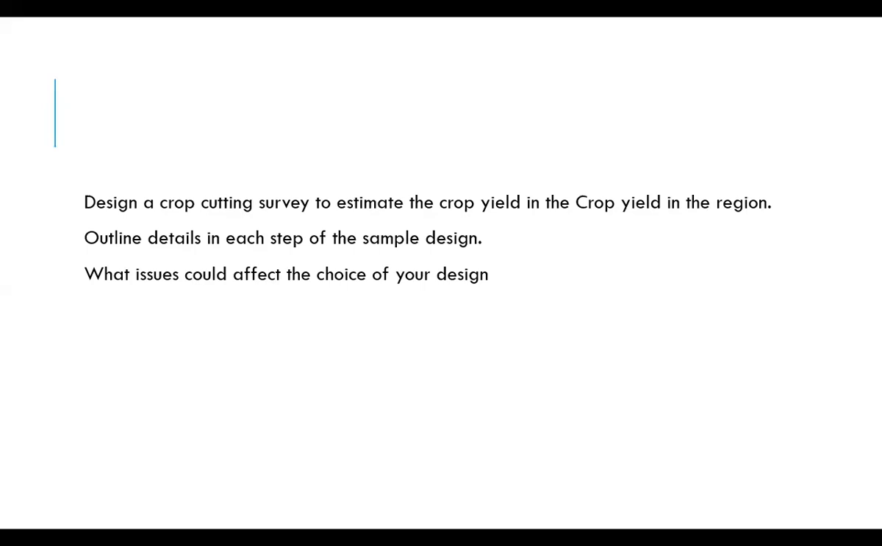When I say outline the details, I expect the details in what? In the 4 main steps, which deals with designing your frame, to stratification, to selection of your sample, and that sampling, and to the crop cutting. How do you go about each of them? We want details. Then what are some of the issues that can affect your design?